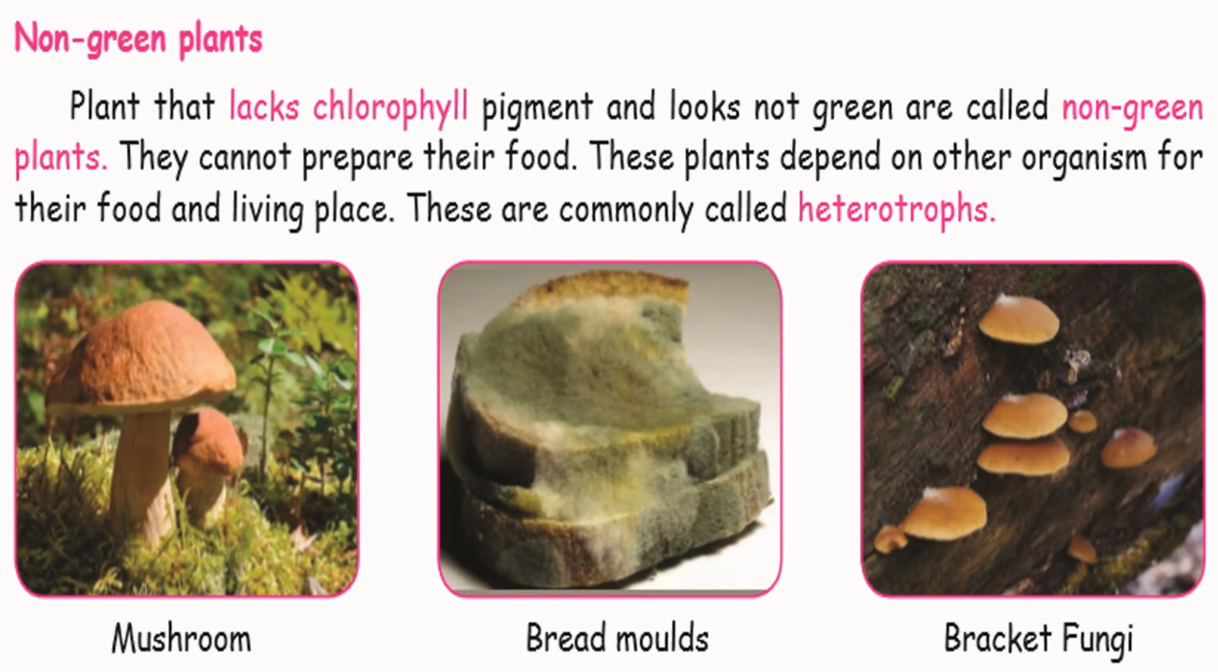Non-green plants. Plants that lack chlorophyll pigment and do not look green are called non-green plants. They cannot prepare their food. These plants depend on other organisms for their food and living place. These are commonly called heterotrophs. Examples: mushroom, bread molds, and bracket fungi.